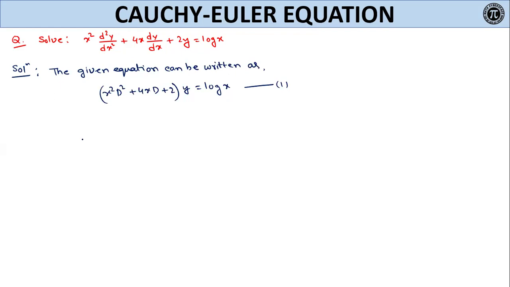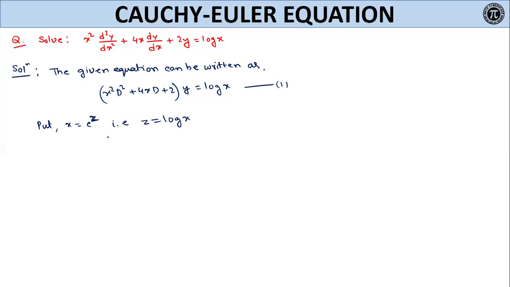So the first step is you have to change the variable. Here, in place of x square, 4x, in place of these variables you have to write some constant numbers. That's why we put x equals e to the power z. This is the process. You put x equals e to the power z, that is, z equals log x.